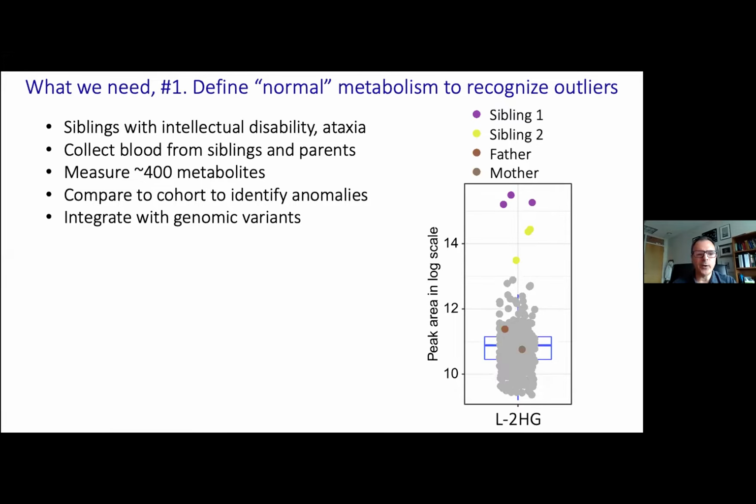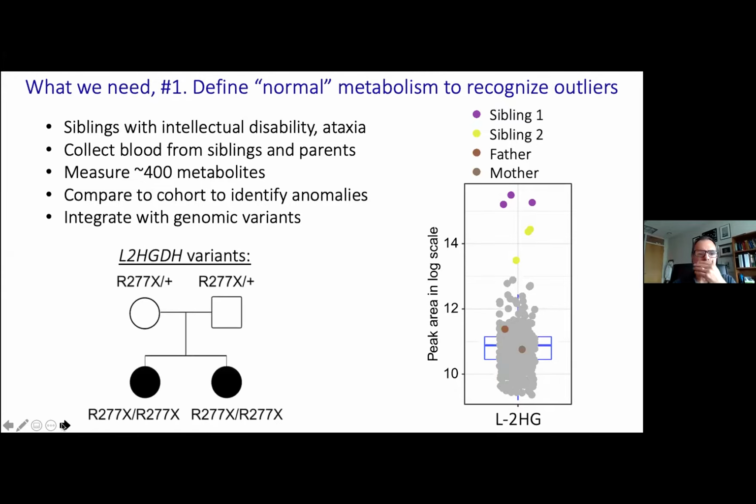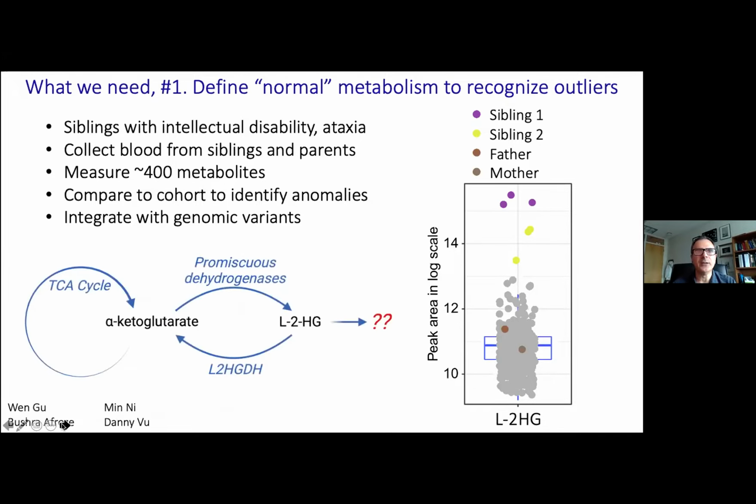And exome sequencing then revealed that the girls were homozygous for a nonsense mutation in the L2HGDH gene, and the parents are carriers, as would be expected for an autosomal recessive condition. So those variants impair the function of L2HG dehydrogenase. That's the enzyme that converts L2HG into alpha-ketoglutarate, a Krebs cycle intermediate.